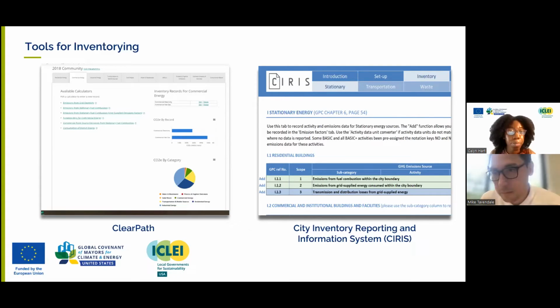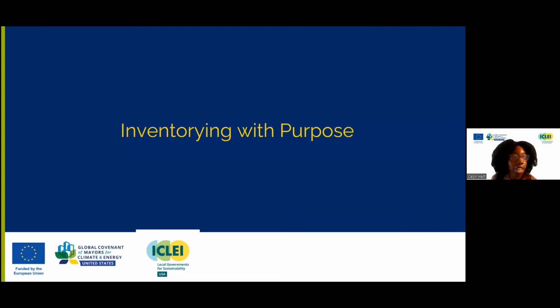And there's also a report. CDP upload is what the name of the report is, and that will be a report that you can use to upload all of your inventory data into the CDP ICLEI track. The Sirius tool, or the City Inventory Reporting and Information System tool, is an Excel-based tool that you also are able to use to conduct your entire inventory. And it is also a tool that has a report function that you can easily insert that information into the CDP ICLEI track.